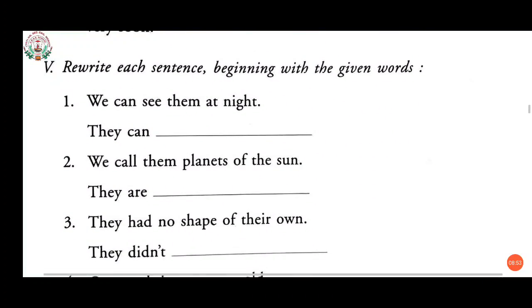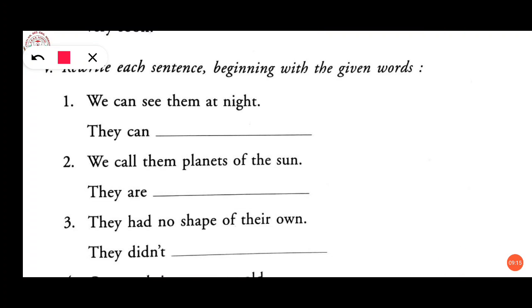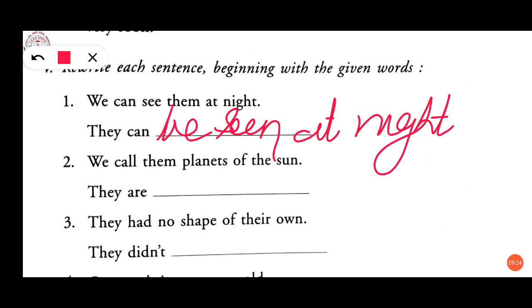Now fifth one, rewrite each sentence beginning with the given words. Now first one, we can see them at night. What we can see at night? They can. We have to change this sentence. Now we can see them at night and they can is given here. So how we will change this sentence? They can be seen at night. We can see them at night.